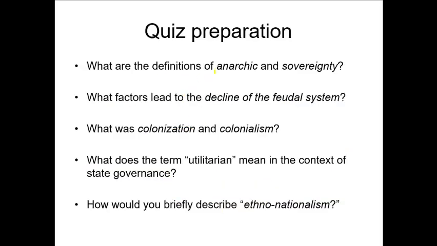So we've talked about these things. These are some concepts that you're going to want to know and prepare for before you take the quiz. What are those terms? What are the basic factors that led to the decline of the feudal system? What are the definitions of these two terms and why are they important? What does the term utilitarian mean in the context of state governments? And the term we just talked about, ethno-nationalism, how would you briefly describe that?